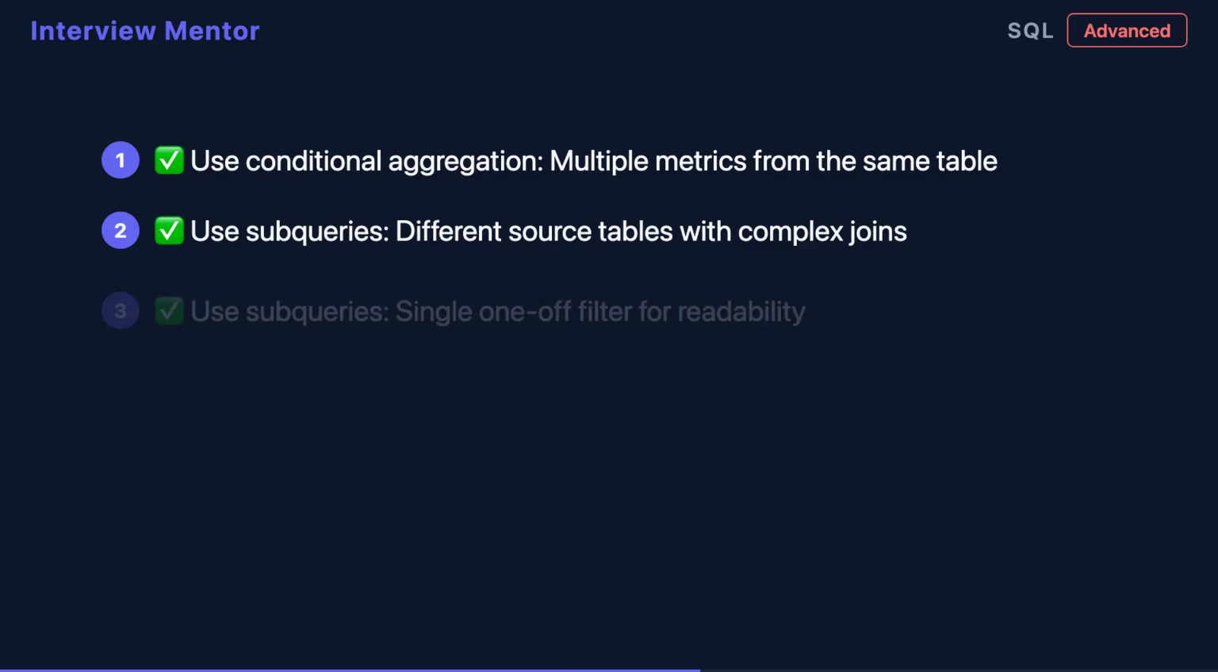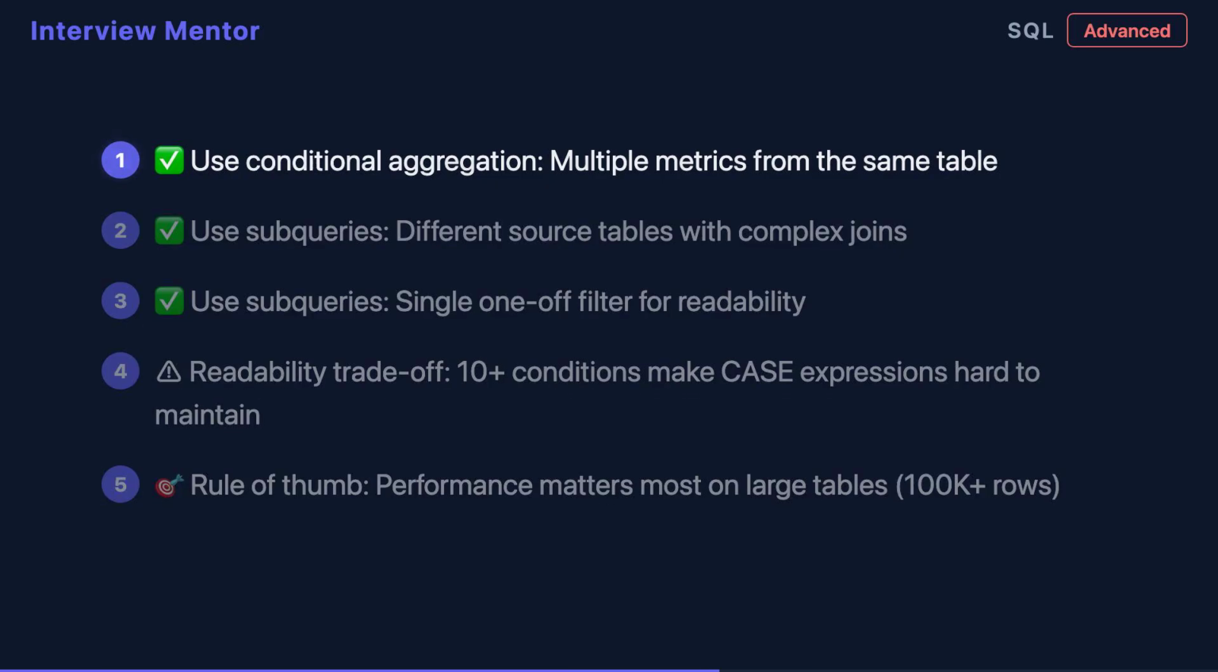So when would you still use subqueries? If your conditions pull from different tables with complex joins, subqueries can be clearer. For a single one-off filter, a simple subquery is more readable than setting up aggregation machinery. And if you're dealing with 10 or 15 conditions, conditional aggregation gets hard to maintain. It's a trade-off, performance versus readability.